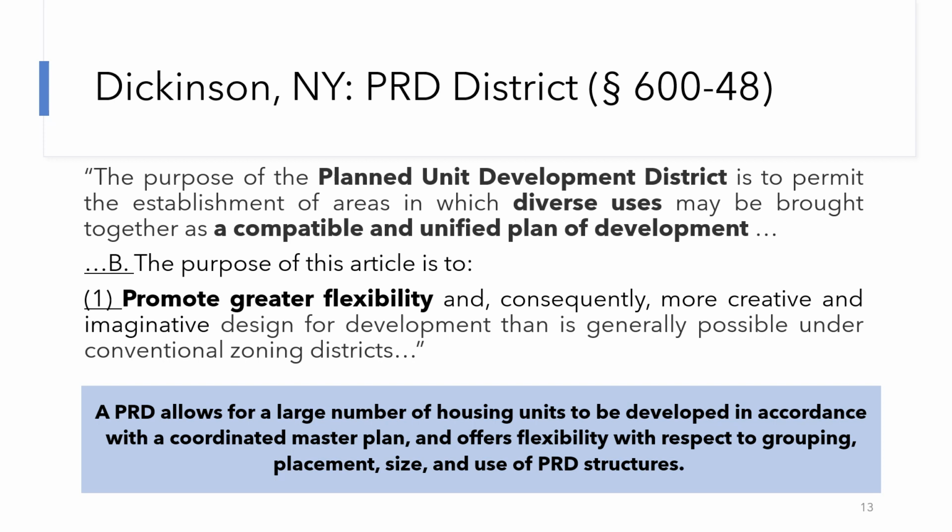Just as an example, I wanted to show you a little snippet from the text for Dickinson, New York. You can see here that in the purpose of the PRD district, it actually says some things that should resonate with our definition of a PRD. So first of all, it is called a planned unit development district. This is very similar to the search terms that we pointed out earlier. It talks about diverse uses. It talks about a compatible and unified plan of development. That smells like a master plan to me. And then it also mentions the greater flexibility. So these are all aspects that we're looking for in a district that might be a PRD district.